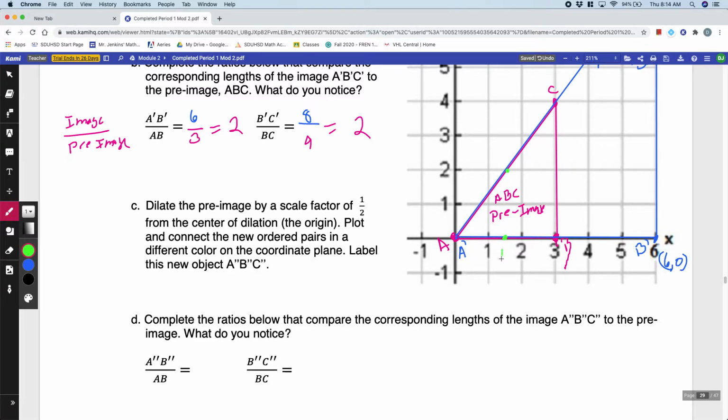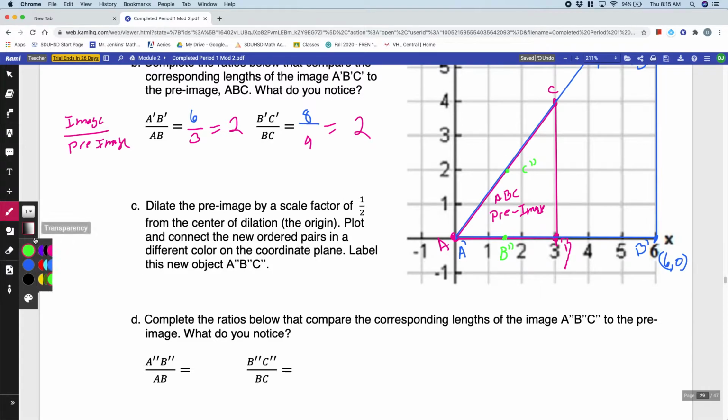This would be my B. I already have my B for my pre-image. I already have B prime. Well, now I'm going to put 2 apostrophes for B double prime, okay? Which means if this is C, all the way up here was C prime. This would be C double prime.